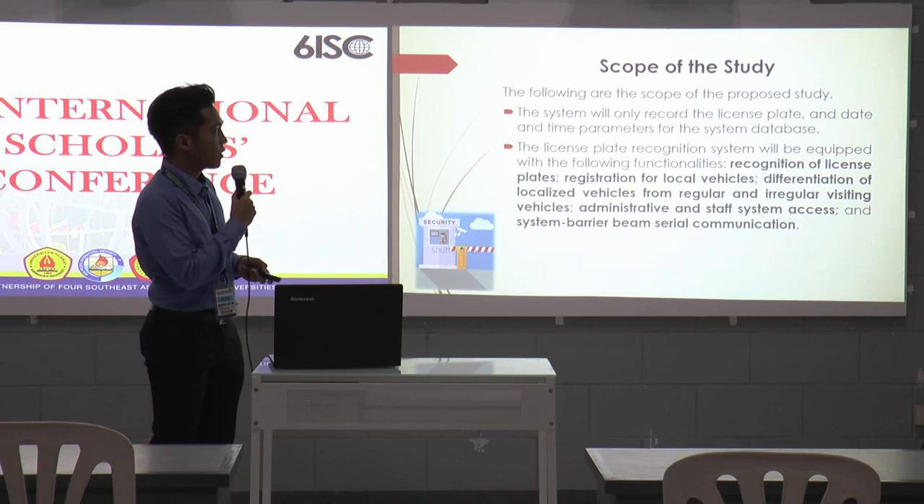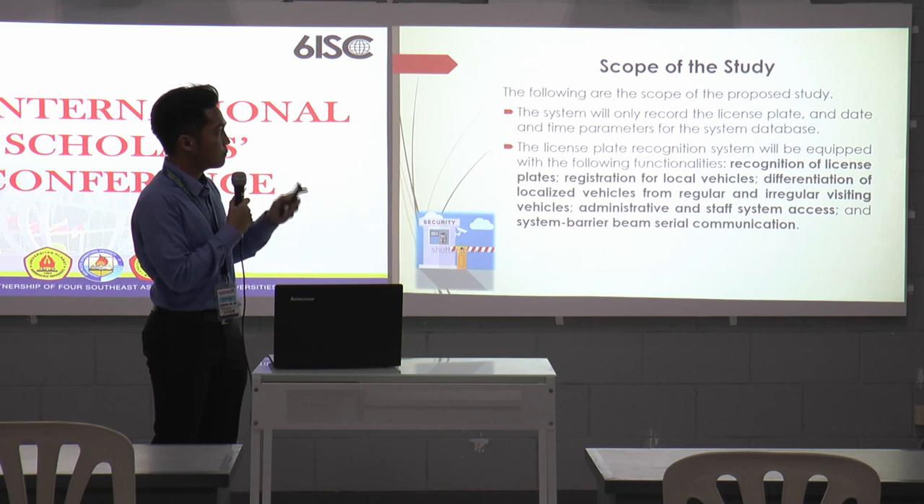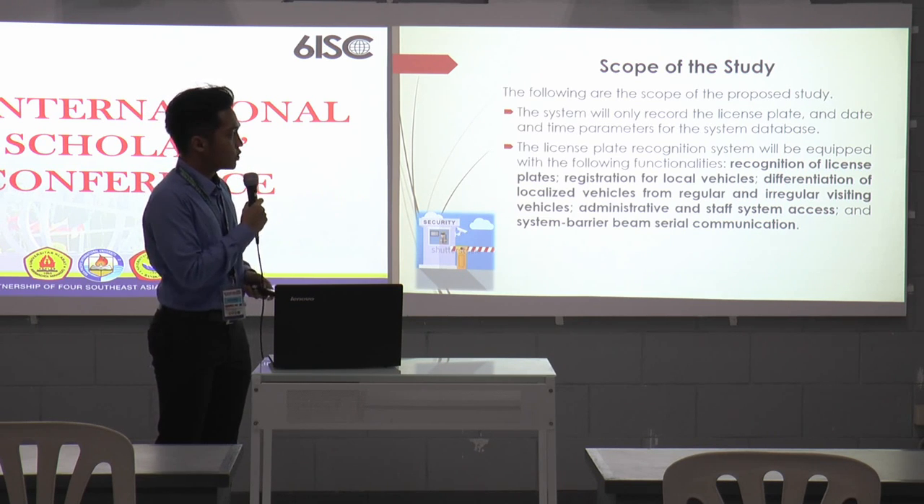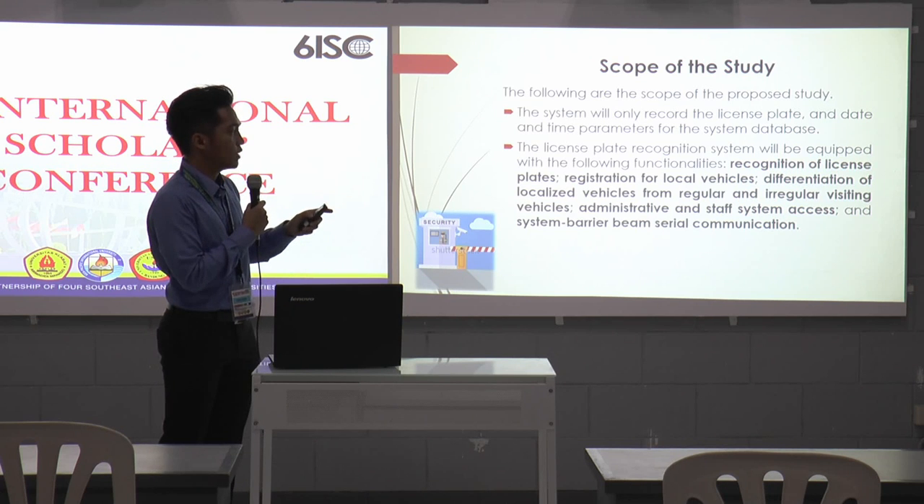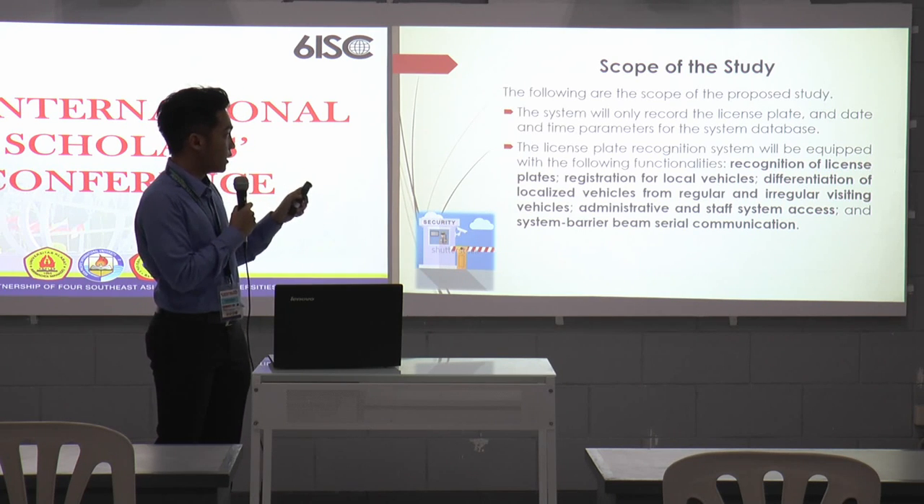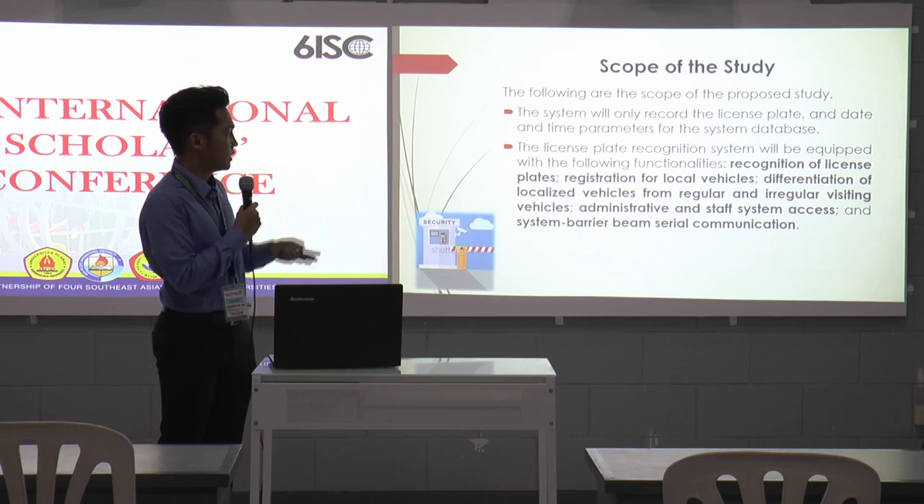So the scope. The system will only record the license plate and the date and time into the system database. The license plate recognition system will be equipped with the following functionalities. First, the recognition of license plates. Secondly, registration of local vehicles. Third, the differentiation of local vehicles from regular and irregular visiting vehicles.